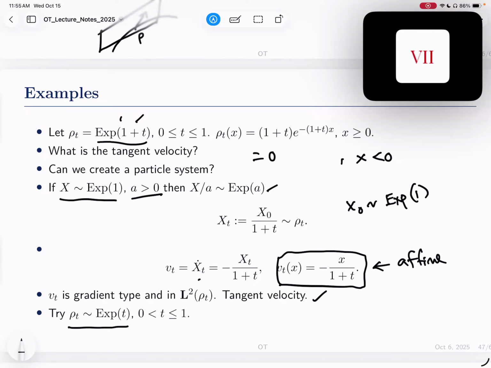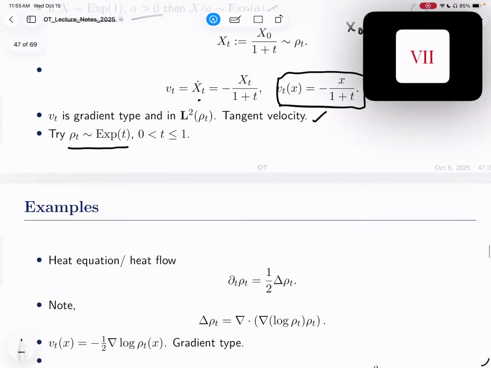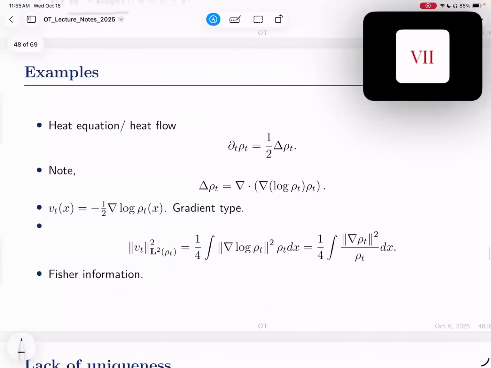Any other questions? Okay, good. Let's try one more example here.